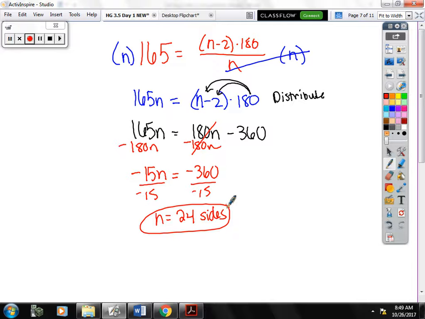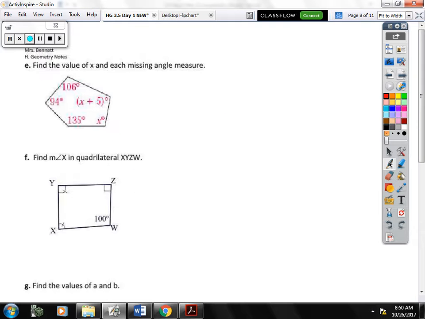All right, the last few problems are picture problems instead of word problems. So instead of telling you how many sides it has, you're going to have to count them up by looking at the shape. And then you may have to figure out the sum of the interiors. So find the value of x and each missing angle. Notice these are all interior angles. You need to think about how many degrees are inside the shape. So how many sides does it have? 1, 2, 3, 4, 5.